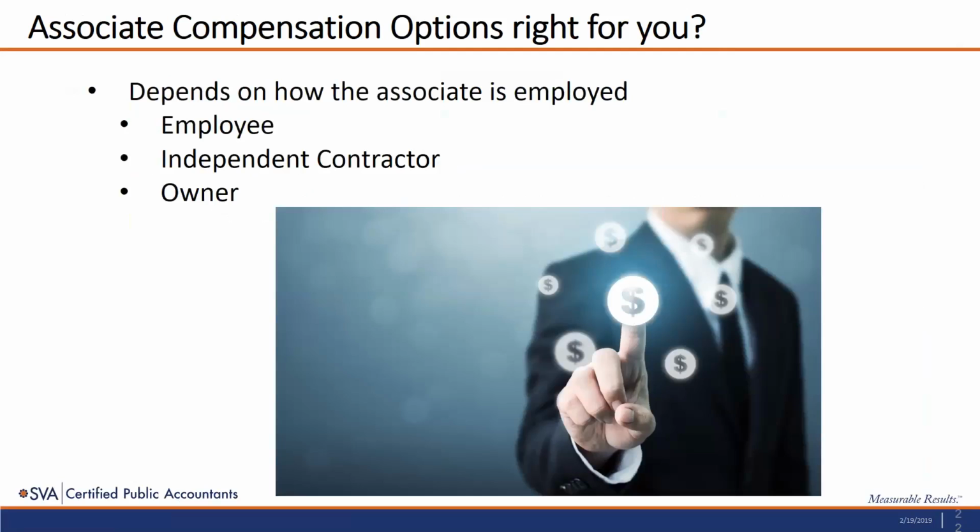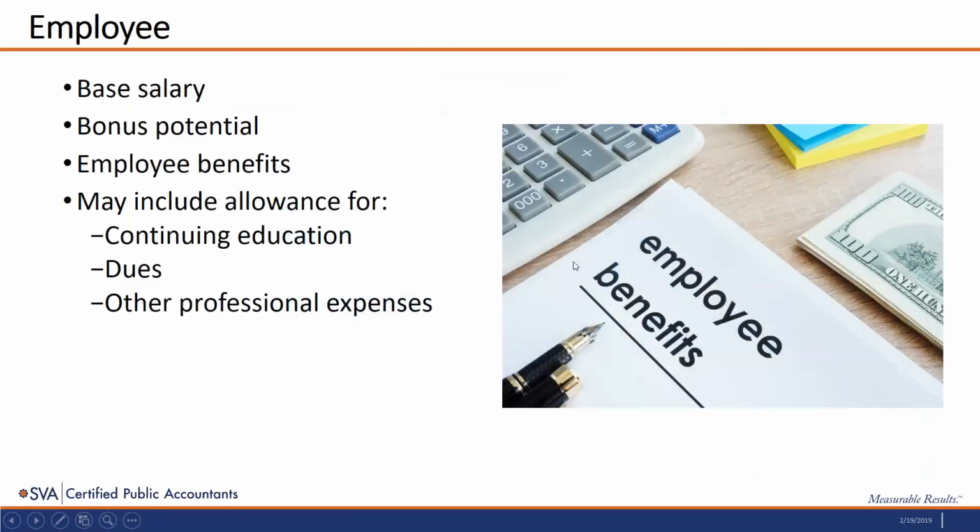An employee is going to be compensated differently than an independent contractor, who is going to be compensated differently than a new owner in the practice. So let's first look at an employee. What we're typically seeing for an employee is some sort of base salary and then a bonus potential on top of that. That bonus potential might be based on production goals or collection goals, but there'll be some sort of bonus potential there.